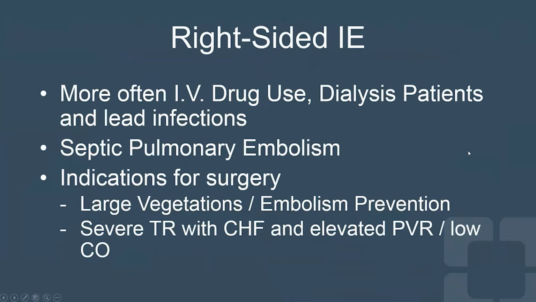Now, when it comes to right-sided endocarditis involving the tricuspid valve, this is most often caused by IV drug use, or dialysis patients, or patients who have a pacemaker or an ICD that gets infected because of the leads. When these patients have these infections, often they will get septic emboli to the lungs, and you could then develop a lung abscess. And really the indication for surgery when you have right-sided endocarditis is when you have large vegetations and you want to prevent them from having embolus, or they have severe tricuspid regurgitation with heart failure.